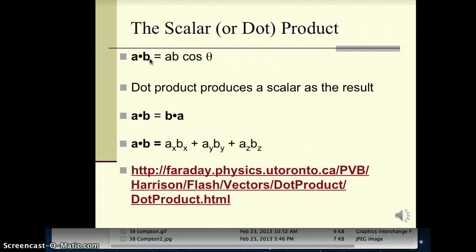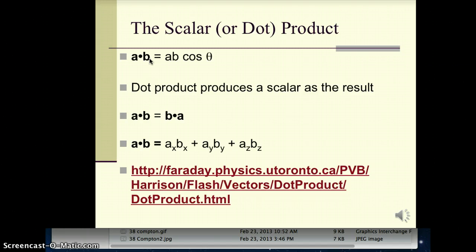There are two multiplicative techniques that we'll talk about with respect to vectors. The first of these is called the scalar or the dot product. So we say this as A dot B. Notice on the left-hand side of this equation, A dot B is the scalar product of two vectors. But on the right-hand side of the equation, there is no boldface type. We have the magnitude of A times the magnitude of B times the cosine of the angle between the two vectors. So the right-hand side of this equation is a scalar. And in fact, the dot product produces a scalar as the result.